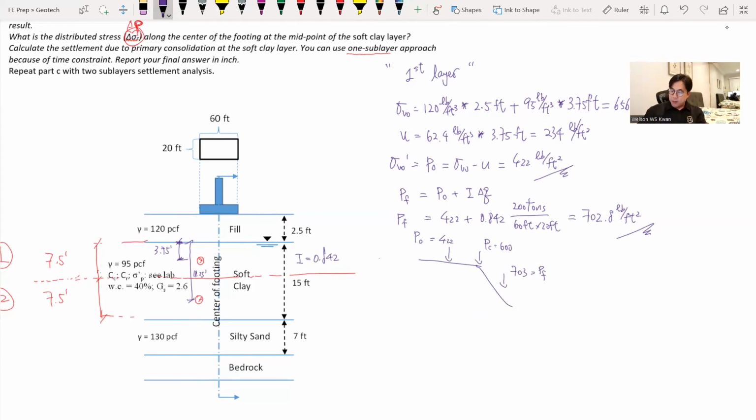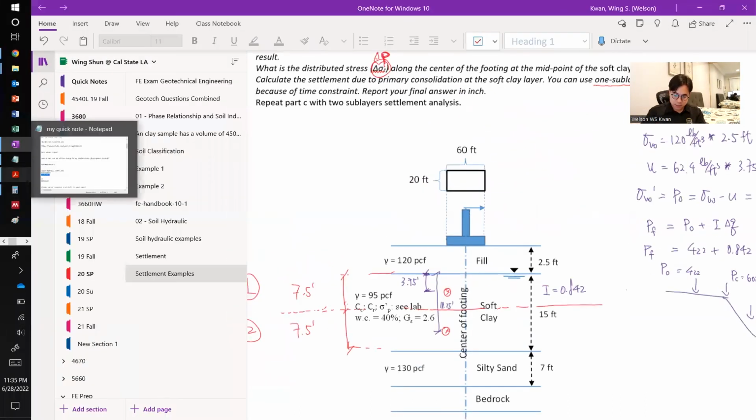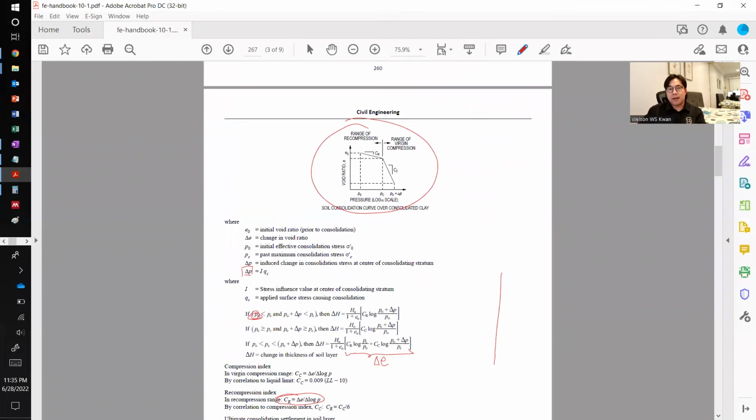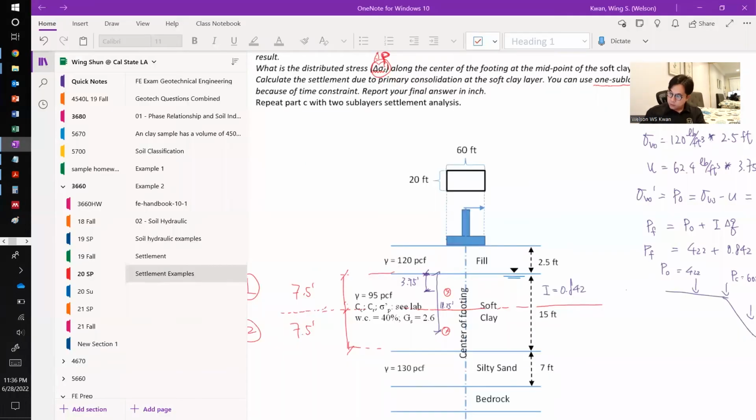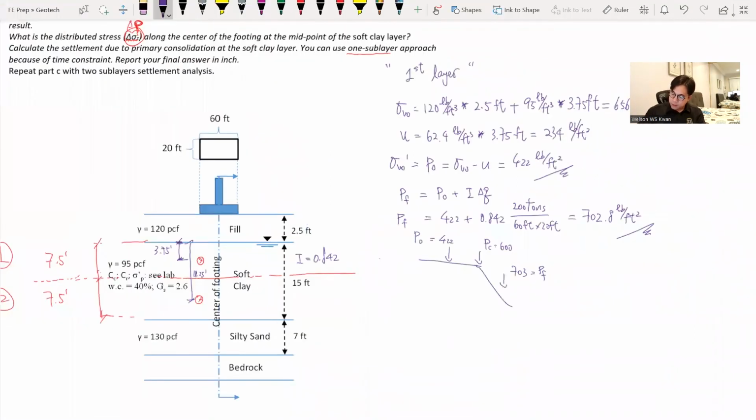After we draw out the consolidation curve, it helps us visualize which scenario we are at. If we go back to your FE manual, we are at a scenario where our maximum past pressure is sandwiched between the final stress and the initial stress, just like a past C. So we can put down the equations.